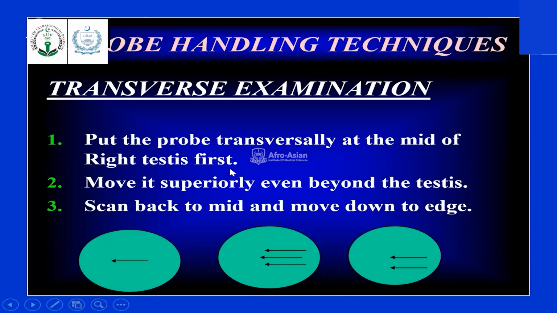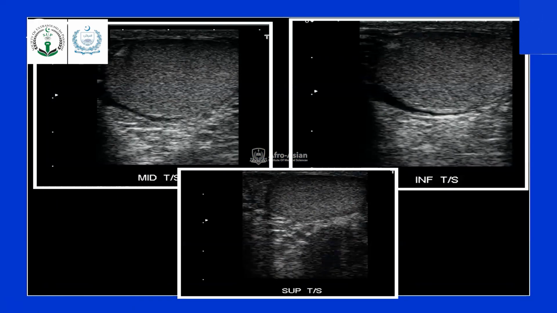For transverse examination, put the probe transversely at the mid of the right testicle first. The head of the transducer will be outwards. We move superiorly, then come back to the center, to the mid of the testicle, and then move inferiorly. So we scan all edges. This is the mid, inferior, and superior of the testicle.